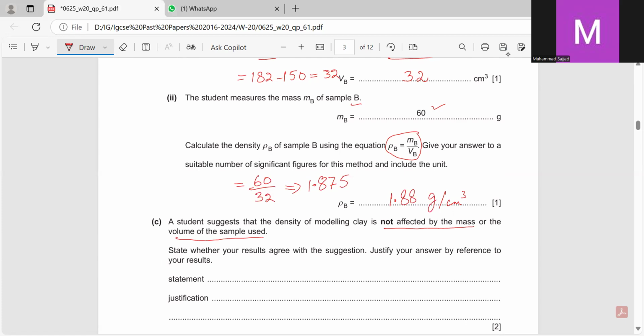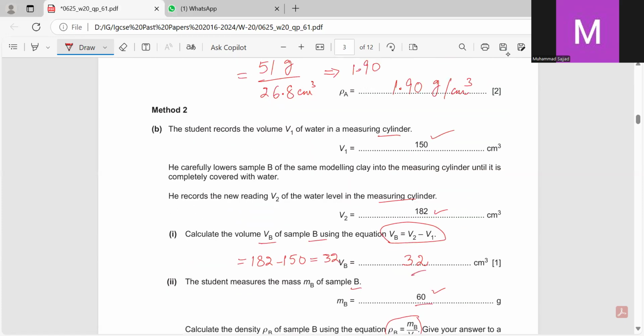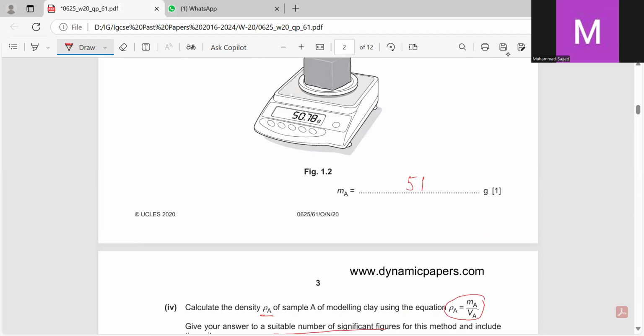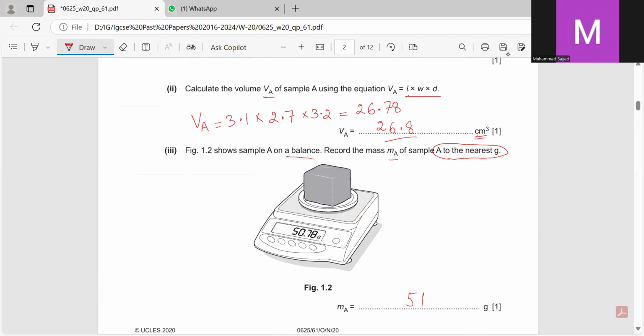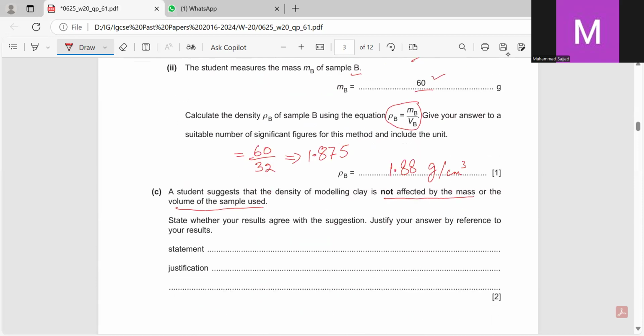Now see, my dear friends, here the mass is 60 grams, volume 32, and in the previous case mass is 51 gram and volume is 26.8. So they are not the same, but the answers are almost the same. 1.88 and 1.90 are almost equal. So in this statement, as usual, we are writing either yes or no. So in this case, yes, and they are very close.